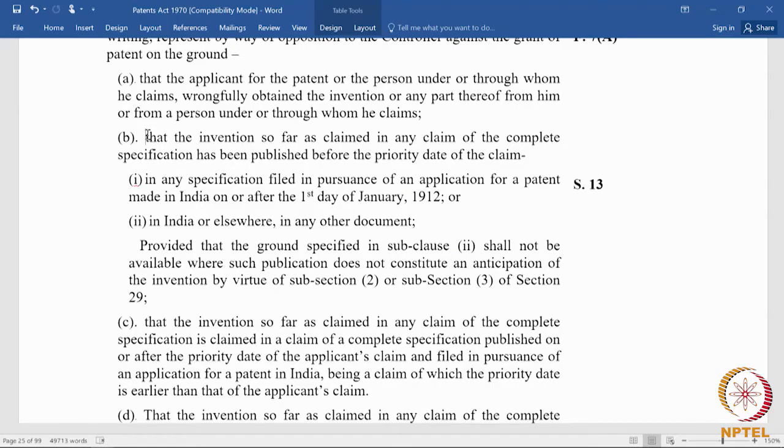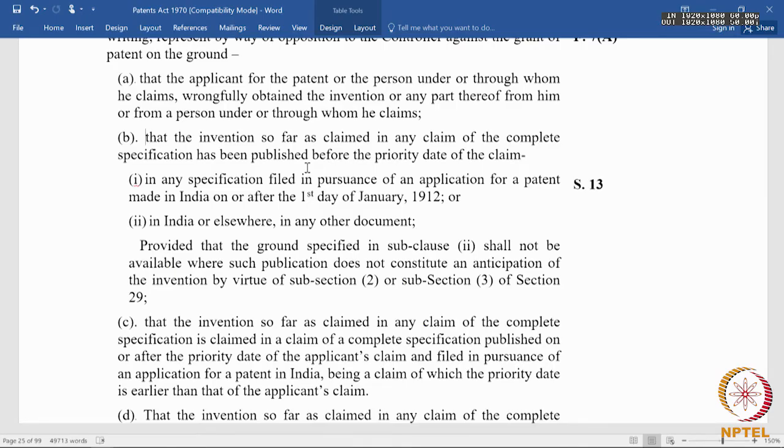novelty of an application. The proviso deals with instances where a publication does not constitute anticipation by virtue of 29(2) or by virtue of 29(3). 29(2) and 29(3) we will come to in greater detail, but for the time being you need to understand that there are certain instances where certain publications that you make will not amount to anticipation. You could make certain publications and follow up with a patent application at a later point in time and still get the benefit of this period. You can call it a grace period.